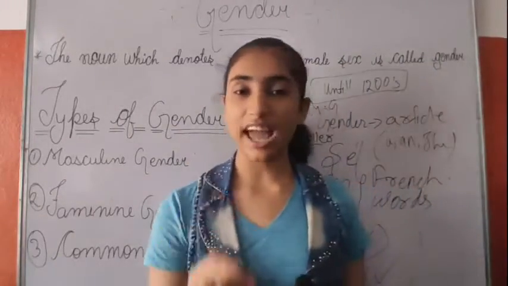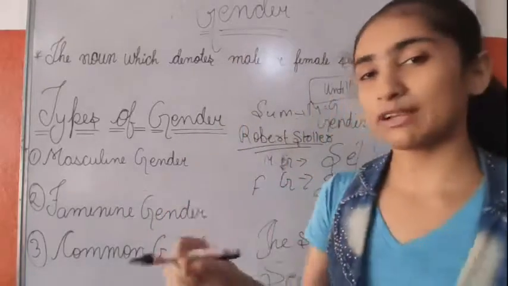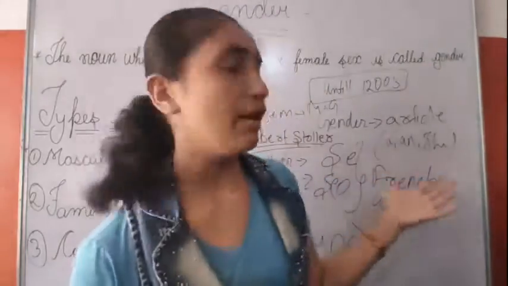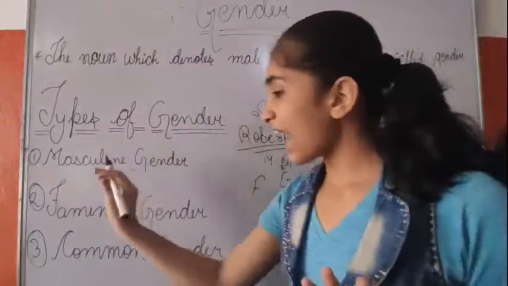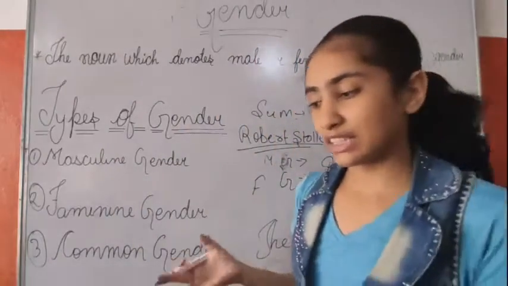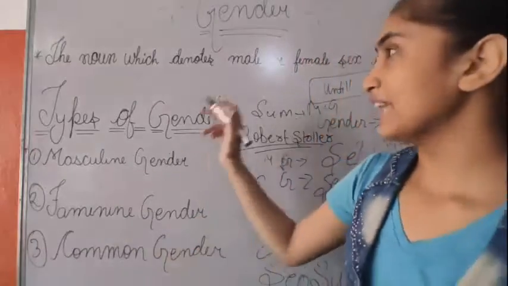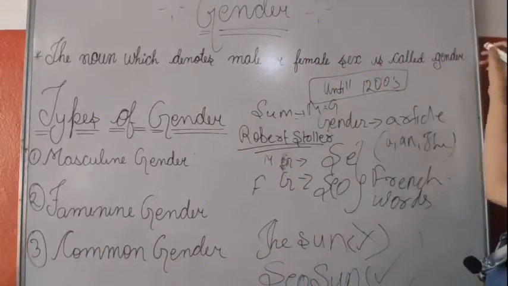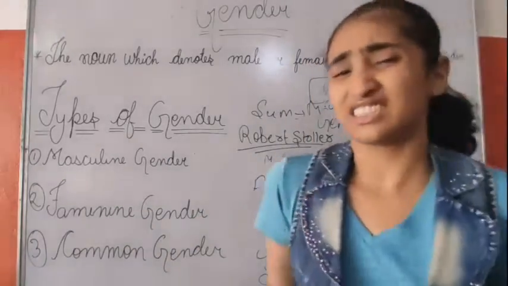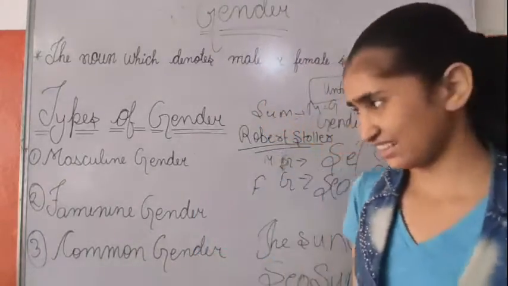Okay, now repeating, the noun which denotes the male or the female sex is known as gender. It means a noun that denotes whether the person is a boy or the person is a girl. That is known as gender. It's very easy for all, just small fry.